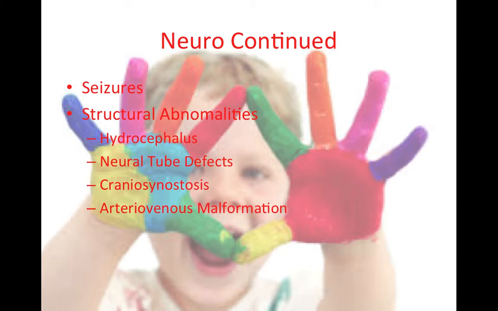When we look at structural abnormalities, this encompasses your hydrocephalus, your neural tube defects, craniostenosis, and arteriovenous malformation, or AVM. Of course, you want to look at your clinical manifestations, diagnosis, treatments, and any nursing interventions and family teaching that needs to be done. When we look more closely at hydrocephalus, you want to look at your nursing alerts.